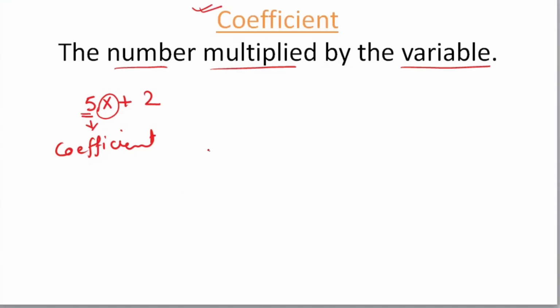Let's find the coefficient in 3y. What is the coefficient in 3 times y? It is 3. 3 is the coefficient. In 7m, what will be the coefficient? 7 will be the coefficient. m is the variable and 7 is multiplied with the variable. So the number in front of the variable is called the coefficient. Understand what a coefficient is?